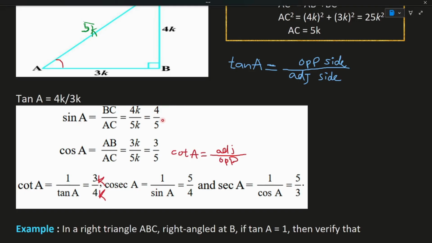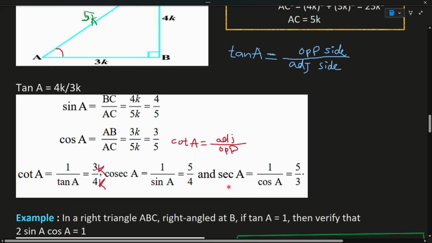Here we got the 4 by 5. For the cosecant A, it will become 5 by 4. Why? Because sin A and cosecant A are reciprocal with each other. Then coming to the next ratio, secant A. What is secant A? Secant A is the reciprocal of cos A. So we got the cos A as 3 by 5, so the secant A became simply 5 by 3. Why? Because they are reciprocal with each other.